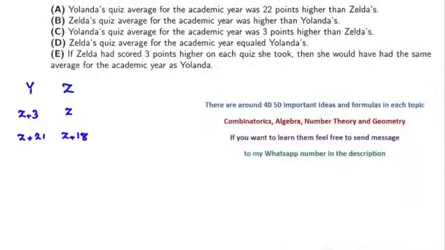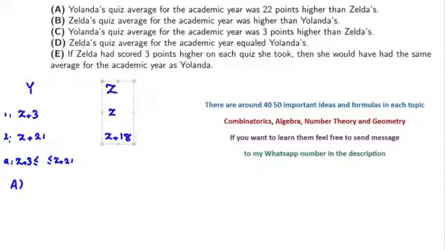So let's check the choices. Choice A says Yolanda's quiz average for the academic year was 22 points higher than Zelda's. Okay. So we know for Yolanda it was first semester, second one, and for the academic year, we know it is at least Z plus 3, at most Z plus 21. Okay, and for Zelda, the average is at least Z, at most Z plus 18.